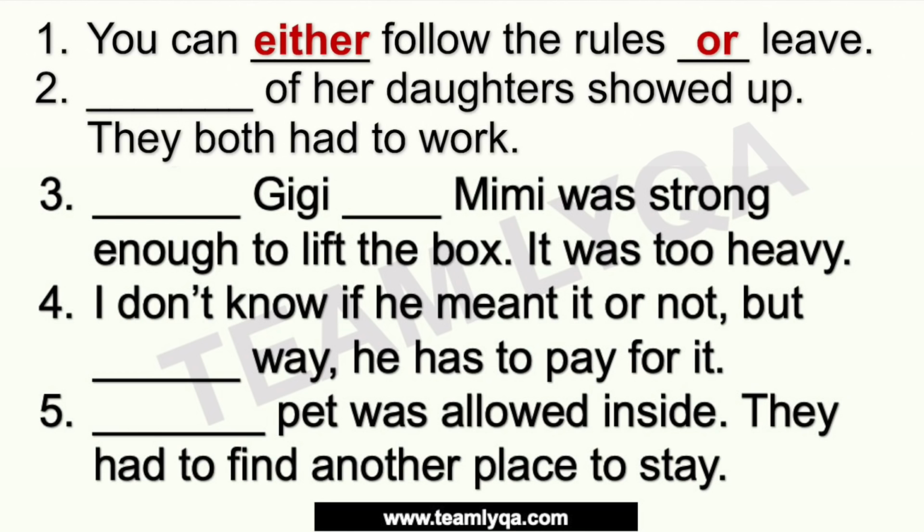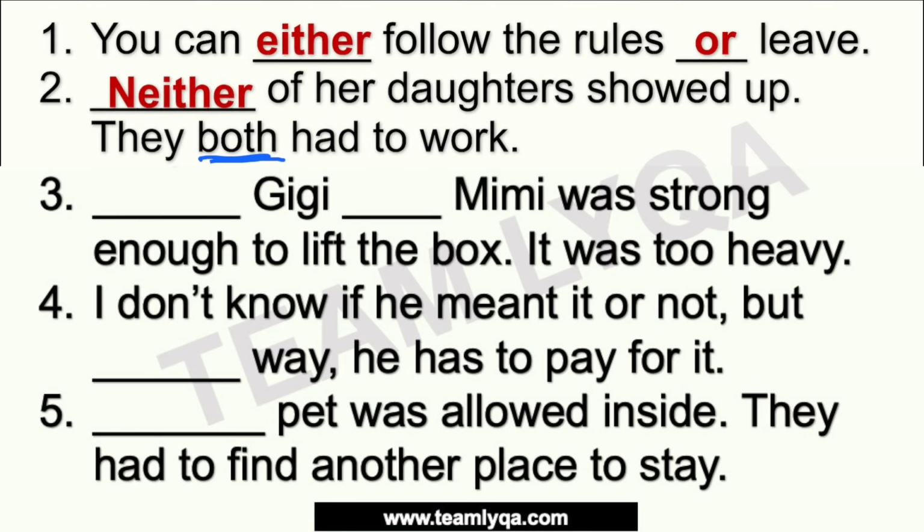Next, number two, blank of her daughters showed up. They both had to work. So, again, understanding yung sentence. So, yung mga daughters daw niya, dumating kaya sila, pero ang sabi kasi dito, they both had to work. So, if they both had to work, ibig sabihin, hindi sila nagpakita or wala sila doon. So, the answer here would be neither. Neither of her daughters showed up. They both had to work. Okay? So again, it's all about understanding kung ano yung sinasabi sa sentence. So it really requires you to comprehend yung pinapahiwatig ng author or nung speaker.